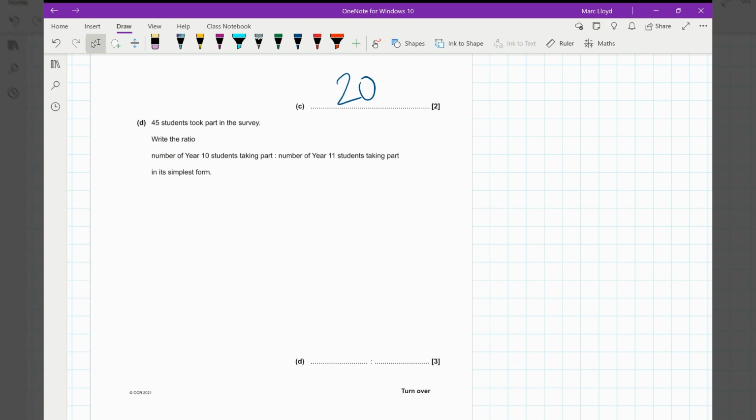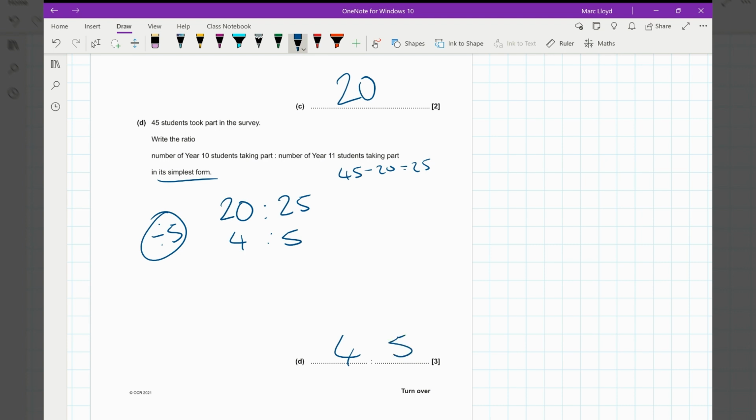Write the ratio. So Year 10 students is 20. 45 take away 20 equals 25, which means there's 25 Year 11 students. Then we need to give it in its simplest form. So we can divide both of these by 5, and that gives us 4 to 5. And that's question 1 done.